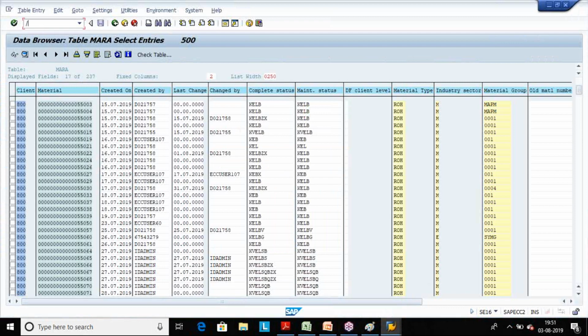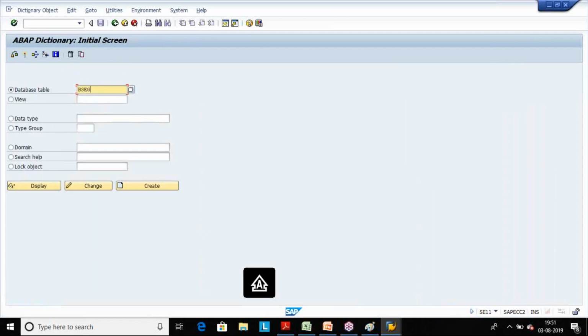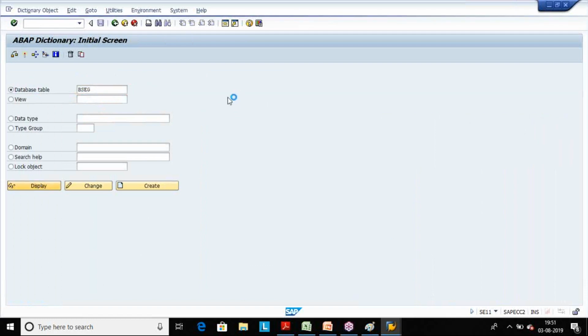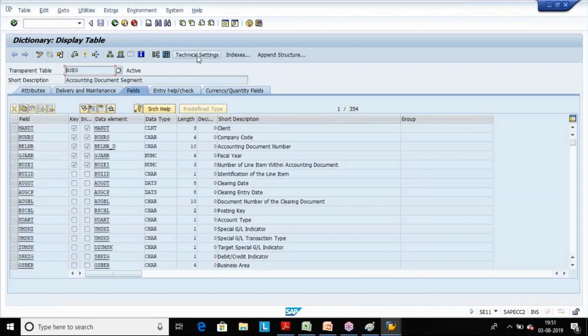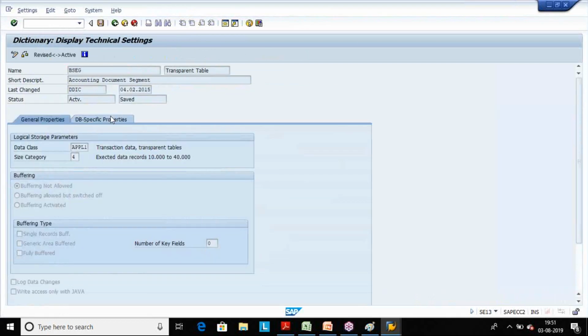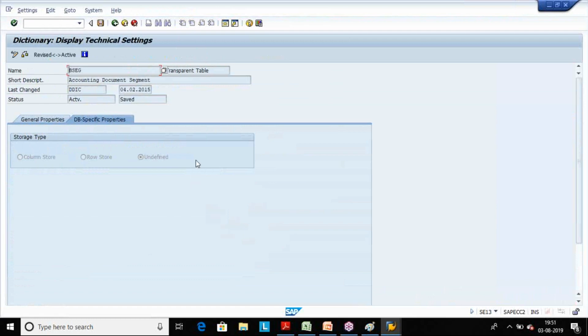You just check here. We know we have a table, right? The BSEC table. If you see the structure of the BSEC table in the EC system, you will find it is undefined. That means it is a combination of column store as well as row store. Let's see the same table in the S4 system.